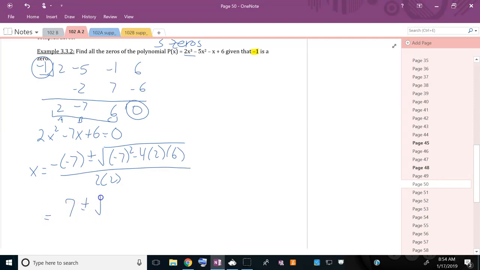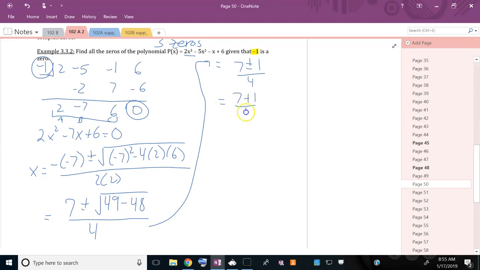So I've got 7 plus or minus the square root of 49 minus 4 times 2, which is 8, times 6, which is 48, and there's a 4 on the bottom. That means I get the square root of 1, which is 1. So that means I could have factored. That's okay, I didn't. To solve this a little more easily, let's write it as two expressions, one with the plus and one with the minus. And it looks like I get 2 and 3/2. Those two numbers should be my remaining two zeros.